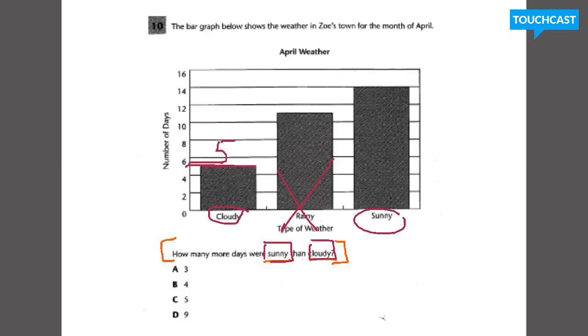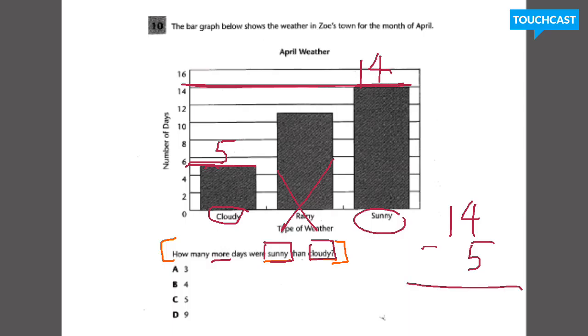Next, let's look at sunny. Sunny is right on the line. That's pretty easy. It's right on the line that says 14. So if I'm comparing how many more days were sunny than cloudy, what operation am I doing? I'm just subtracting. 14 minus 5 will be 9. Easy as that.